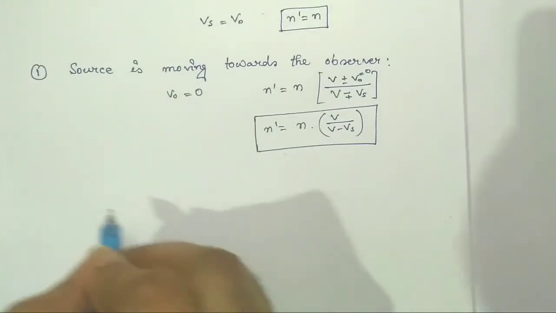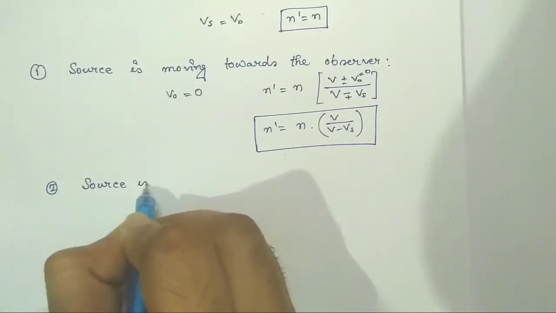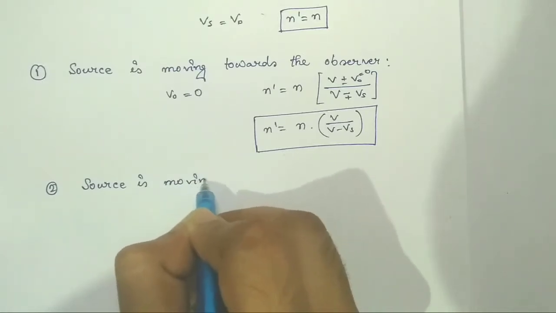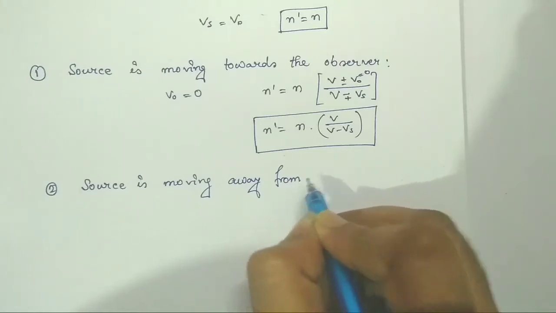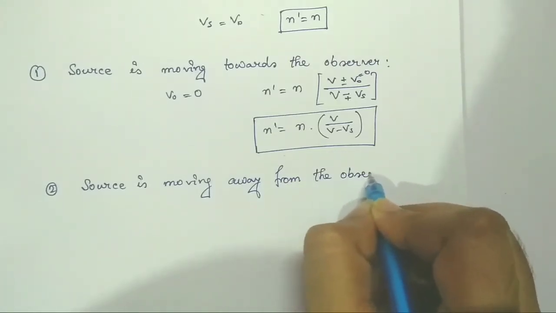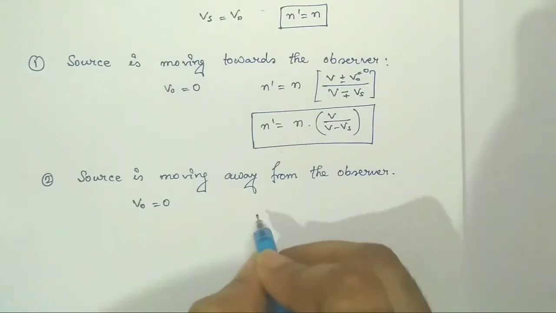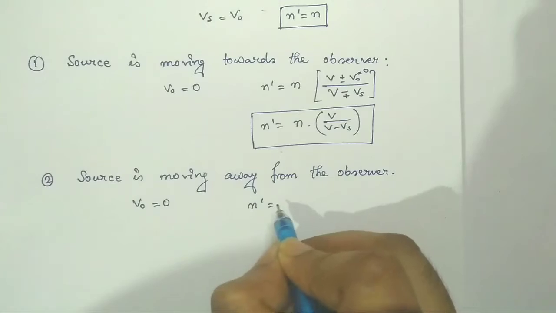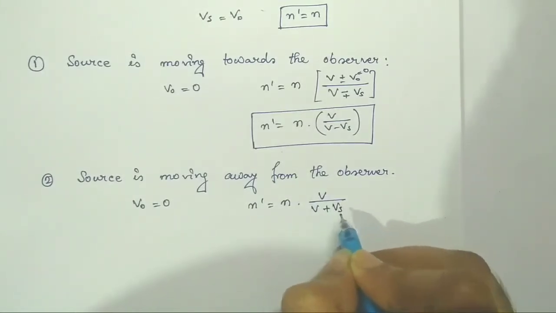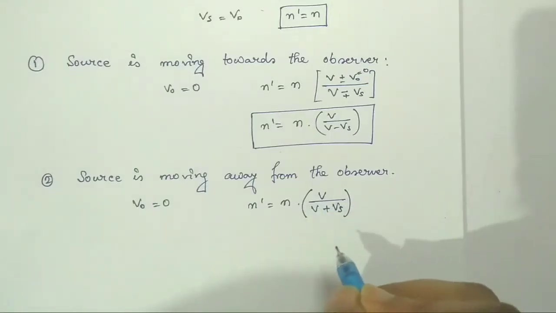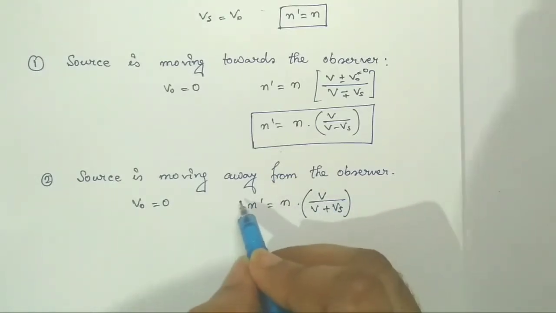Now second case, the source is moving away from the observer. Again, v0 = 0. In that case, n' = n v/(v + vs), since we will consider here the lower sign, as the source is moving away from the observer.